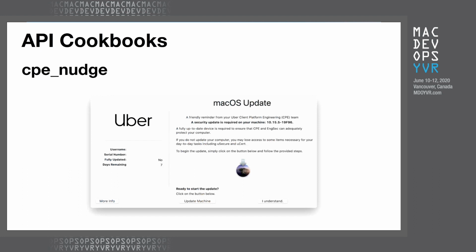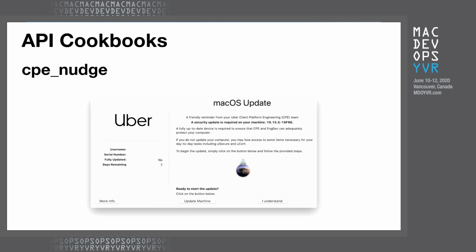So how does this end up working for the end user? Well, they get this pop-up, and this pop-up runs every 30 minutes on their machines, and it shows their username, it shows their serial number, if they're fully updated, how many days are left on their requirement to have this installed. Now, this is a screenshot of 19F96. We had to update this. I didn't have time to update the icon here, but it gives you an idea of what it looks like. We just give a very small amount of information.